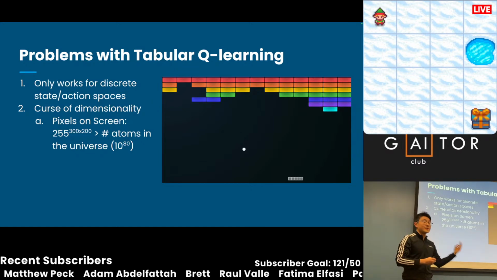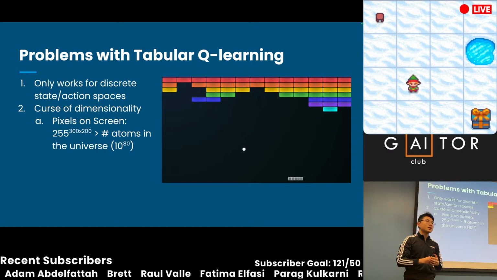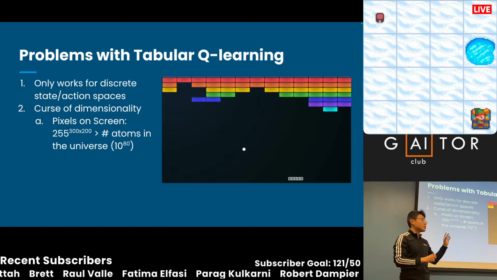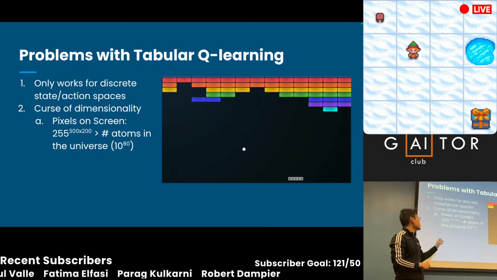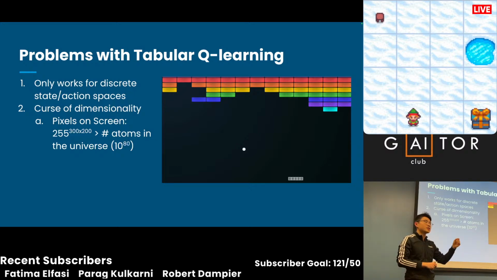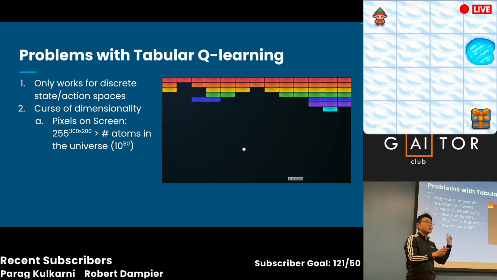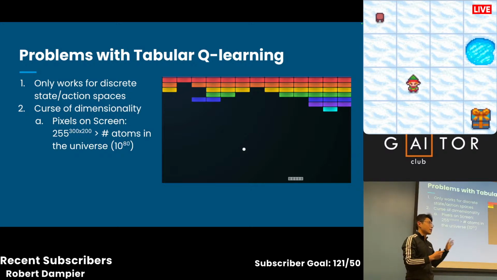The other problem is the curse of dimensionality, which tells us that if we have a very large number of dimensions, the Q table will be infeasibly large. If we wanted to tabulate the solutions to Atari Breakout, for example, the number of pixel values is 255, the shades of a grayscale color, to the power of the screen size. The resolution is only 300 by 200, but this is already more than the number of atoms in the universe. So it can never fit in memory.